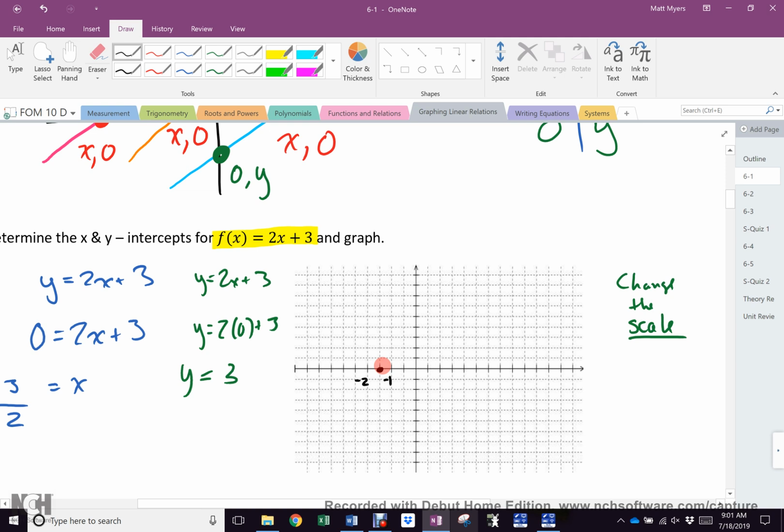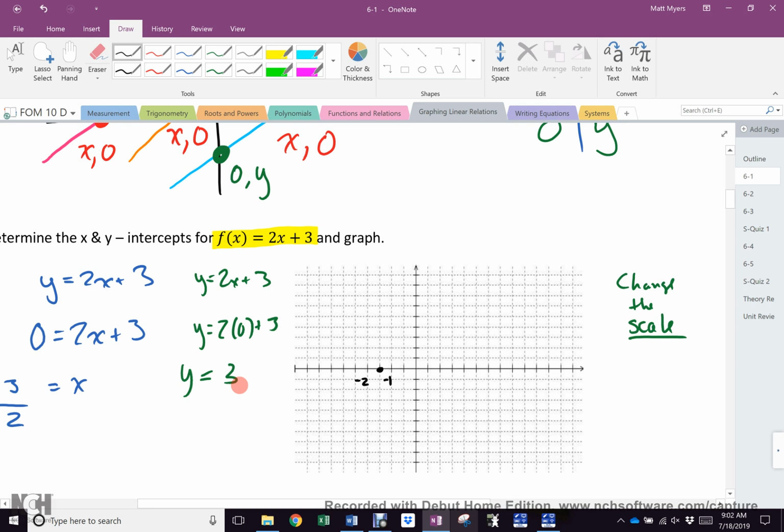Does everybody see what I did there? Who's in charge of the graph? You are. How do you show me that you've changed the scale? By showing me that you've changed the scale. Everybody understand? Now what's my y-intercept?